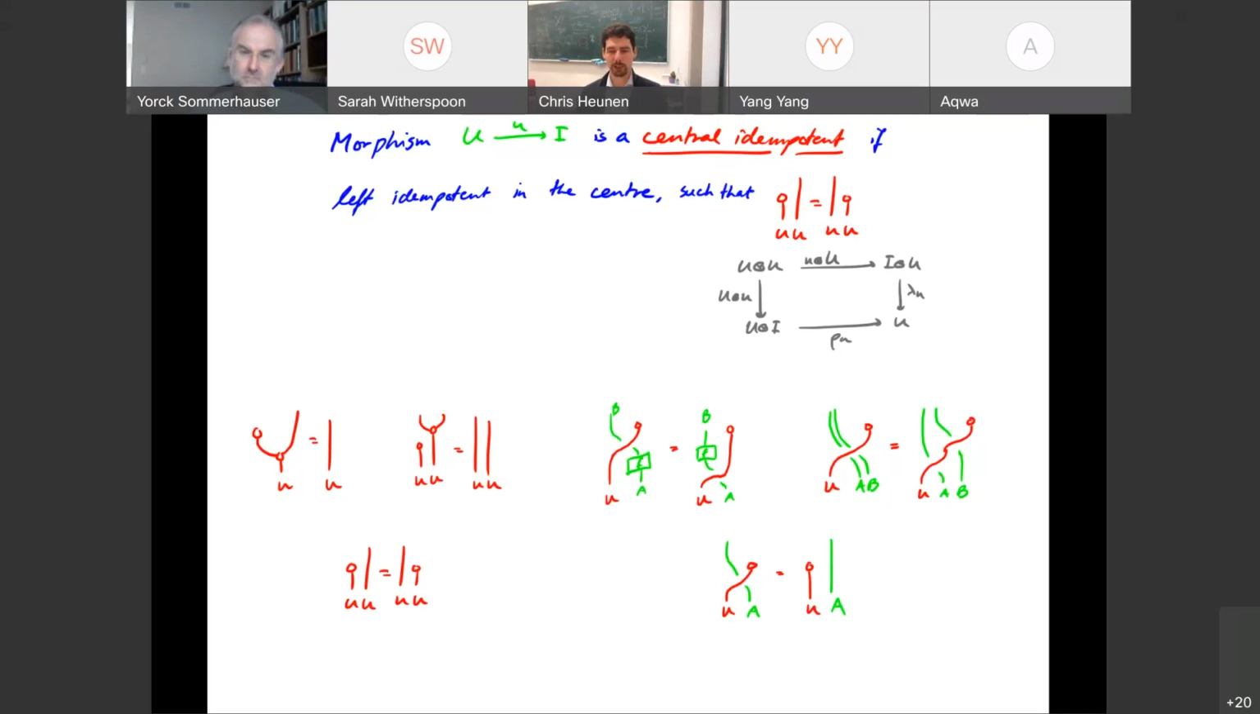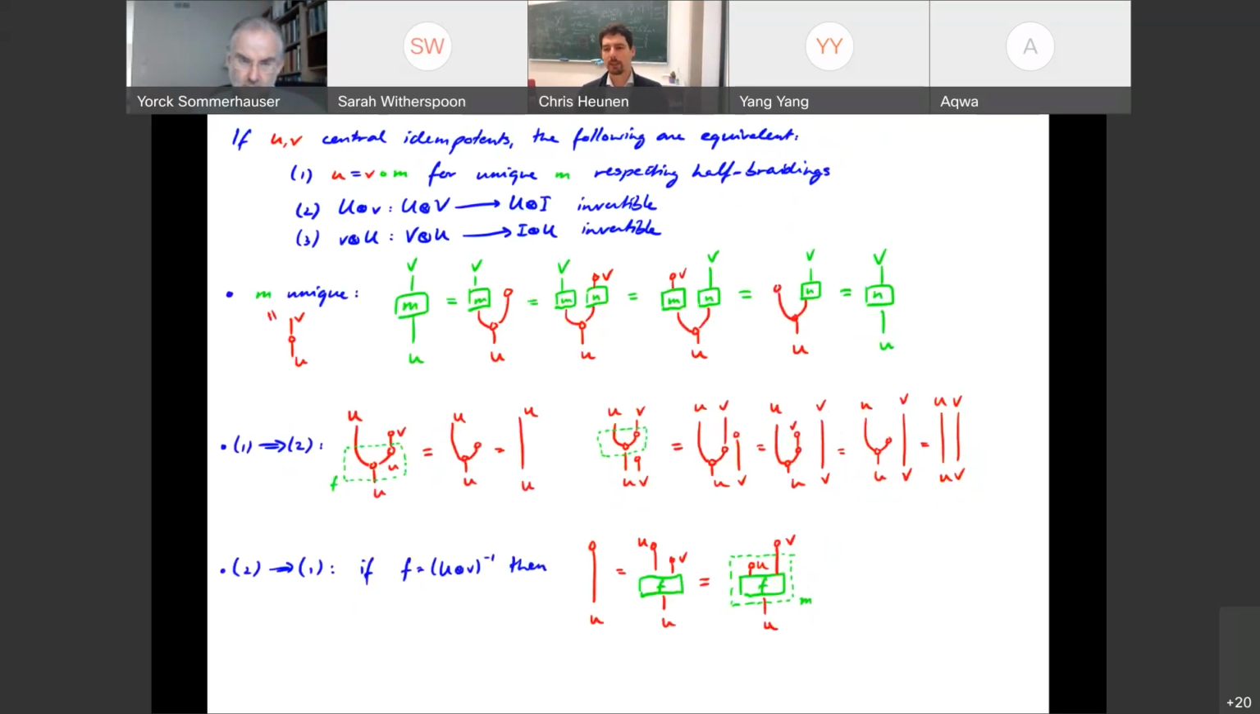This is what it means to be a central idempotent. So it's a morphism into the tensor unit that satisfies these six things. Okay. Now let's start thinking about these central idempotents a bit.